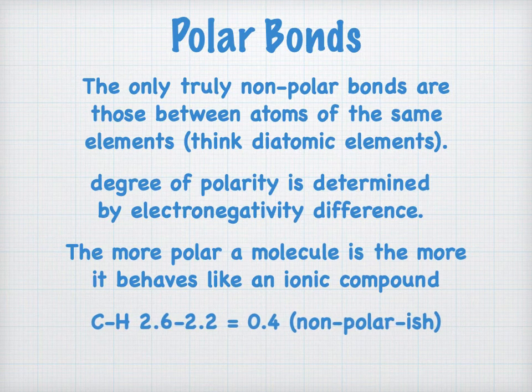So think about a carbon-hydrogen bond, for instance. The electronegativity of carbon is 2.6. The electronegativity of hydrogen is 2.2. If you subtract those two, you get an electronegativity difference of 0.4. And generally, we consider 0.4 or less to be nonpolar. And if you look at the slide here, it says nonpolar-ish because, again, with any difference in electronegativity, you get slight polarity. But here's the deal.